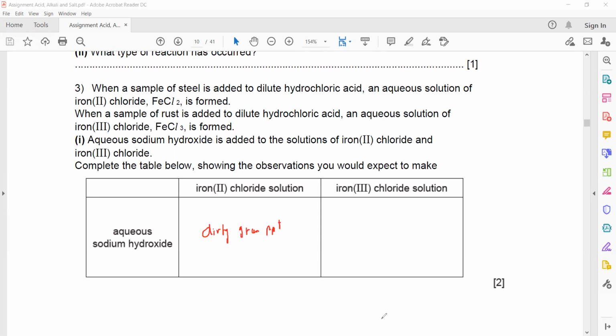What about iron 3? Yeah, so it will be red-brown, keep it. Because actually when sodium hydroxide is added, iron 2 gives a dirty green precipitate and iron 3 gives a red-brown precipitate.